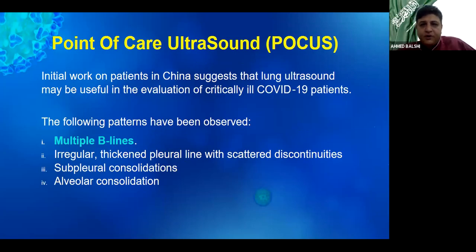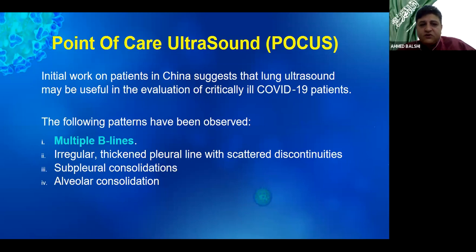The next imaging, which is important and we have to highlight, is PoCUS. PoCUS is point-of-care ultrasound. Lung ultrasound has now taken a very important role in COVID-19. Why? Because it is accurate and easy to use, it can be done at the bedside by a well-trained physician, and you can do it twice, thrice per day. No need to transport the patient to the radiology department, and it correlates with the severity of the disease and with the CT scan.